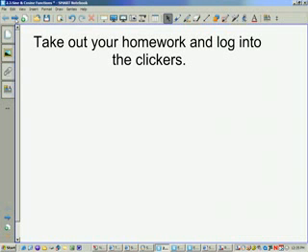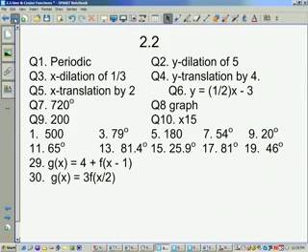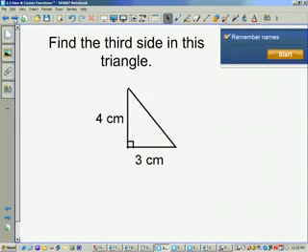All right, welcome to 2.3. This is the second day of Chapter 2. Now, if we take a look at this, it's just a little bit of review. Hopefully everybody knows to find the hypotenuse, 3 squared plus 4 squared equals 5 squared.